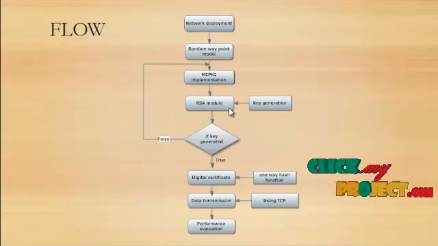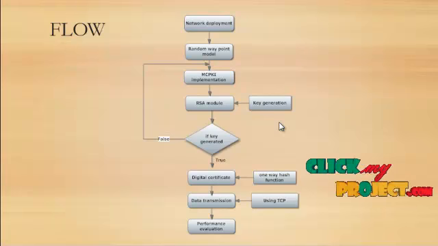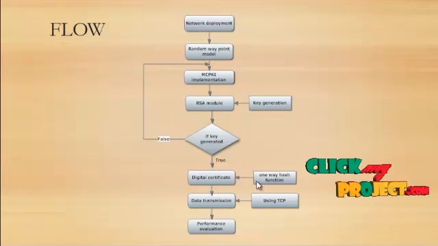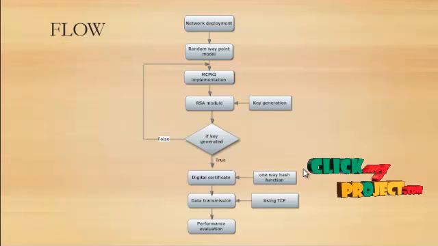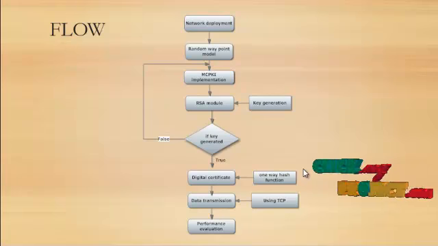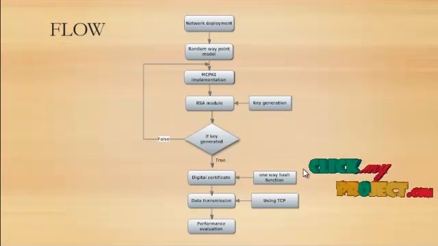And in the RSA model, we have to generate the pair of keys, that is private and public keys. If the keys are generated, then we have to implement the digital certificate, that is multiple digital certificates using a one-way hash function, and from that data transmission is done using these RSA keys and digital certificates. We have to use a TCP connection for successful data transmission, and performance evaluation is done by using packet delivery ratio, throughput and delay.